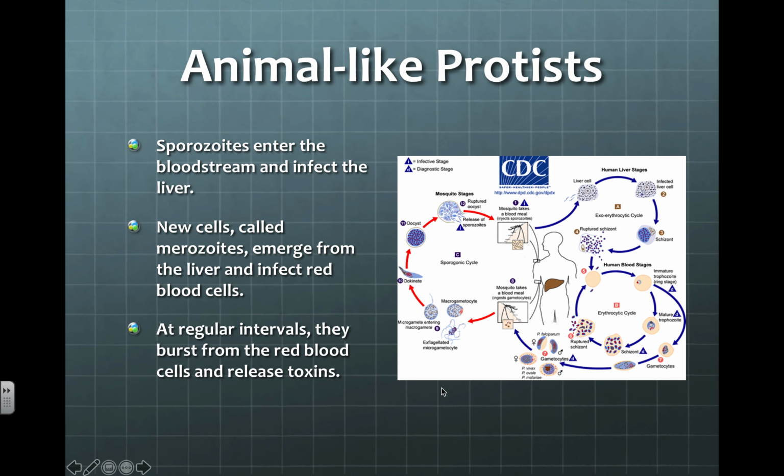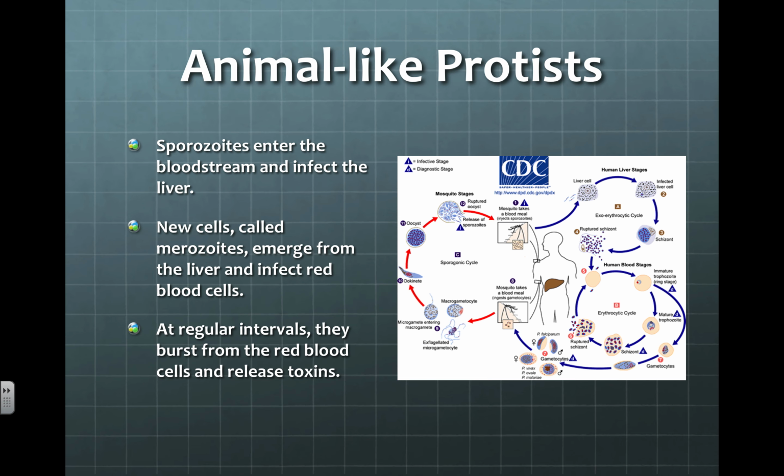And it shows you this. This is from the CDC, the Center for Disease Control. And so it shows you the stages. And I'm not going to put this on your test as far as any diagram. But the sporozoites, now this is going to be the one with the hard covering, is going to enter the bloodstream and infect your liver first.